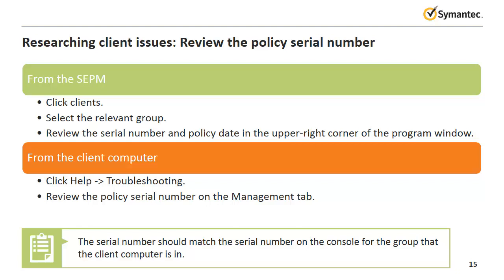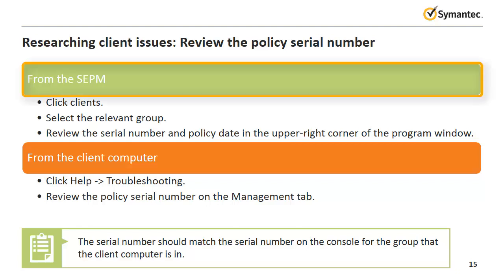To check whether the server and client can communicate, check the policy serial number on the console and the client. The serial numbers should match. If the policy serial numbers do not match, you can try to manually update policies on the client computer and check the troubleshooting logs. To view the policy serial number in the console, click Clients, then under Clients, select the appropriate group. The policy serial number and date appear in the upper right corner of the program window.